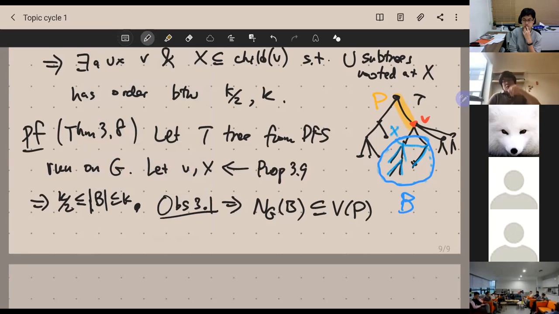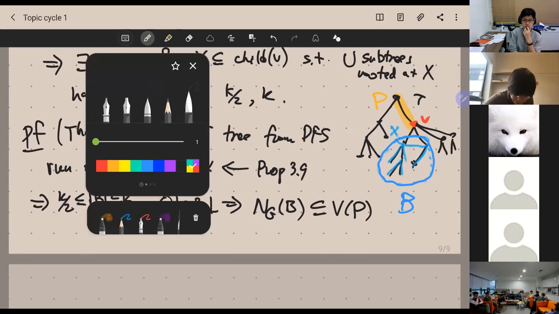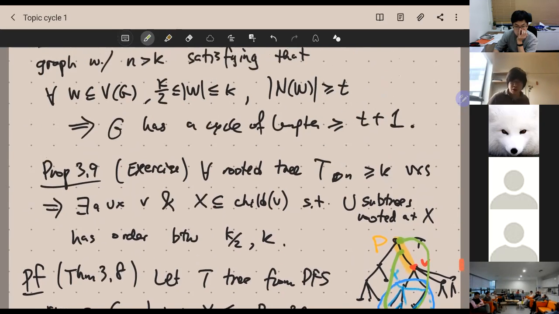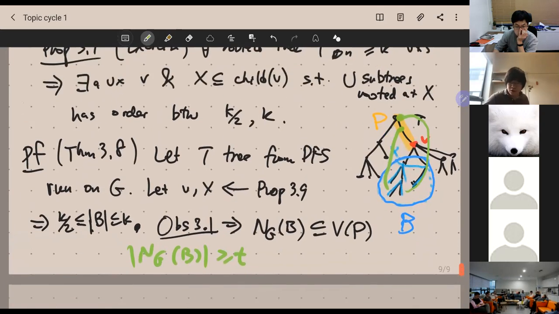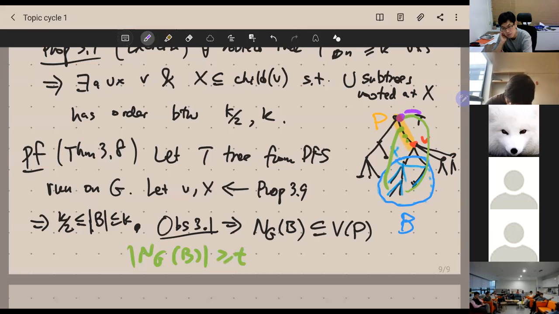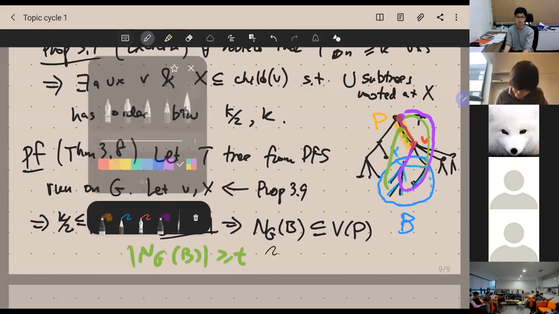Then we are done because we know its neighborhood goes only into this path P, right? You take the furthest neighbor. How many neighbors are there? We know that this is of size at least T by our assumption of the graph expansion, because B is of size between K over 2 and K. So we have at least T vertices on this path P. Then you take the furthest one, you chase down this path. This is our cycle. Maybe I should use a different color. I'm running out of colors, purple. So you take the furthest path and you chase back. This is our cycle. That concludes the proof.